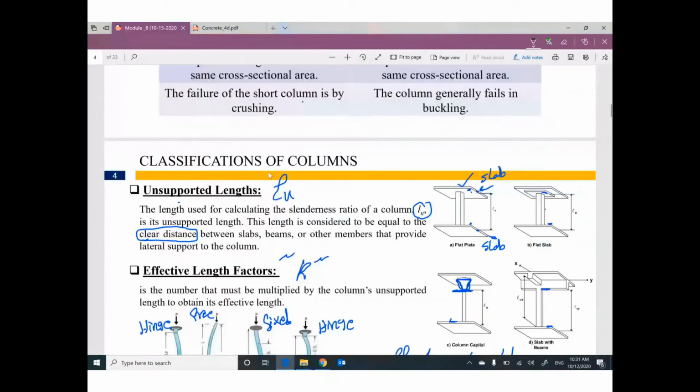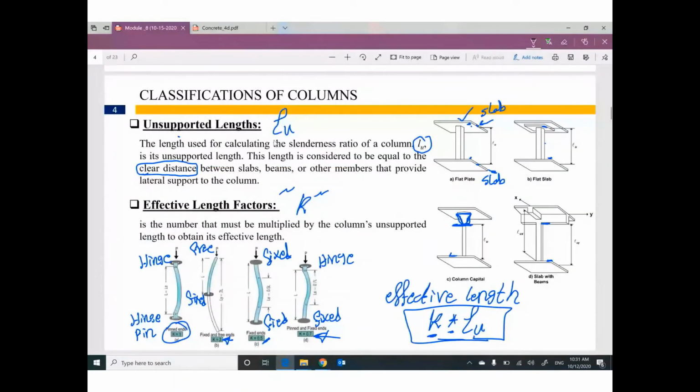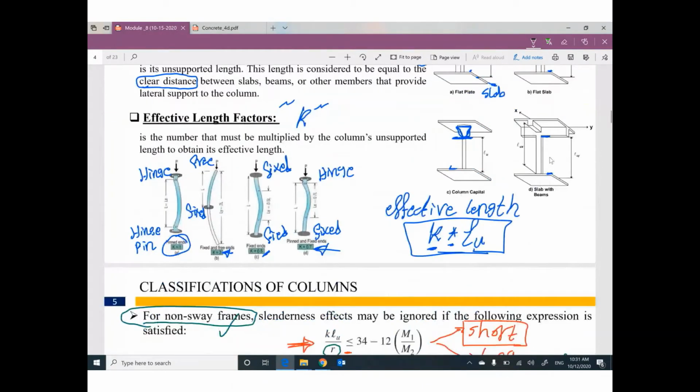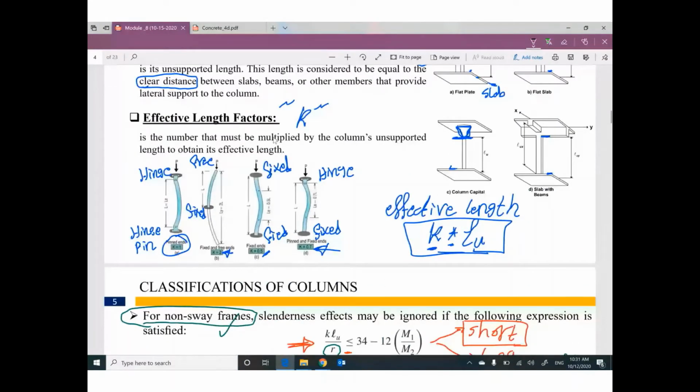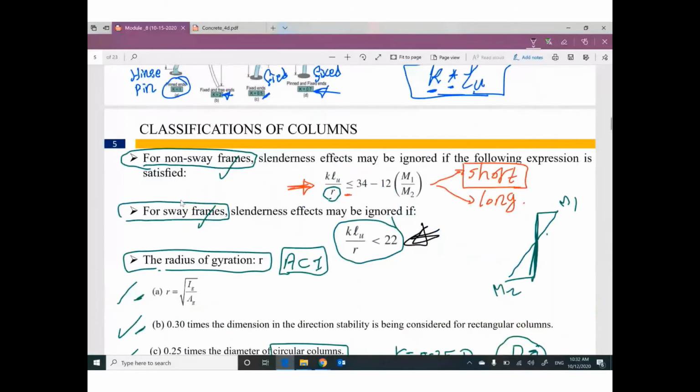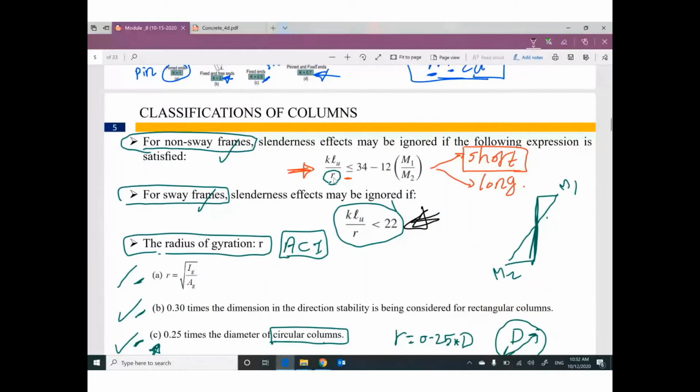And I know what is the meaning of unsupported length. Unsupported length is the length between the top and the bottom of the two elements supporting your column: slab and slab, that means the top of the slab and the bottom of the other slab. If you have a drop panel, it's the bottom of the drop panel and the top of the slab. If you have a beam, it's the bottom of the beam. This unsupported length must be multiplied by the effective length factor K based on the end condition of the column: hinged-hinged, fixed-fixed, fixed-free, fixed-hinged, whatever the value of K. Based on K, unsupported length and the radius of gyration, I can say buckling is considered, it's a long column, or buckling can be neglected, it's a short column.